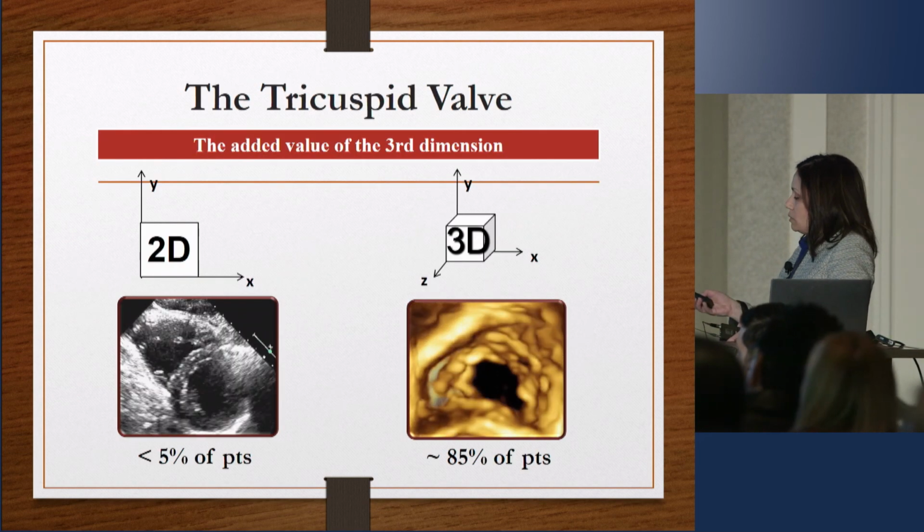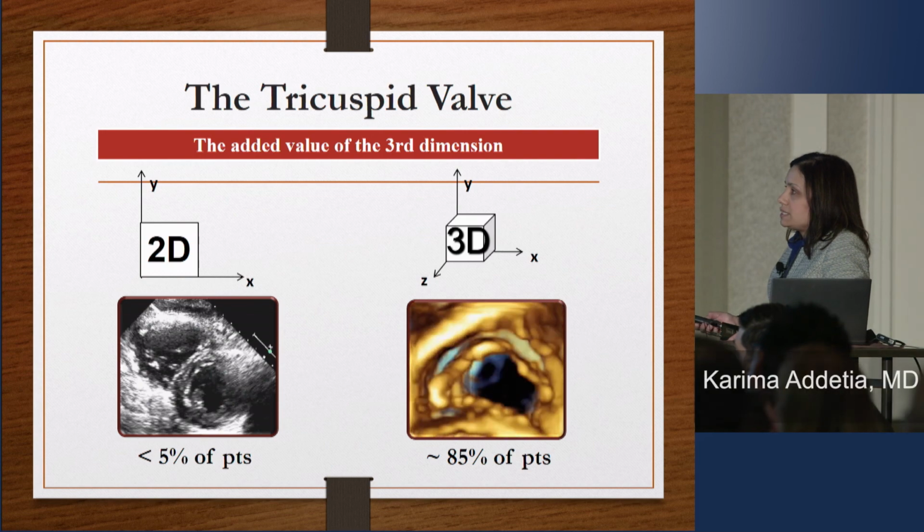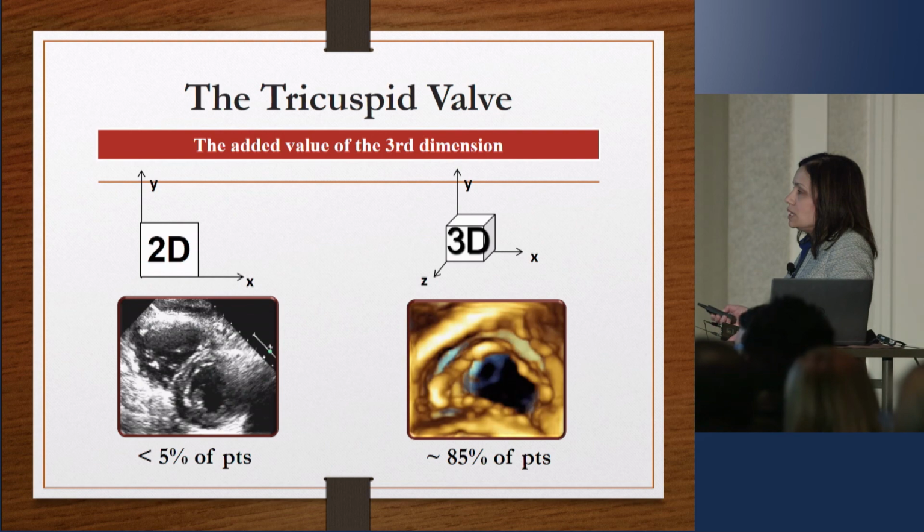And when we talk about the added value of the third dimension, you can see from here that on 2-dimensional echocardiography, you can only see the 3 leaflets simultaneously in less than 5% of patients. But with 3D echocardiography, we have found that in about 80–85% of patients, you can actually get reasonably good images of the tricuspid valve and be able to see all 3 leaflets simultaneously.